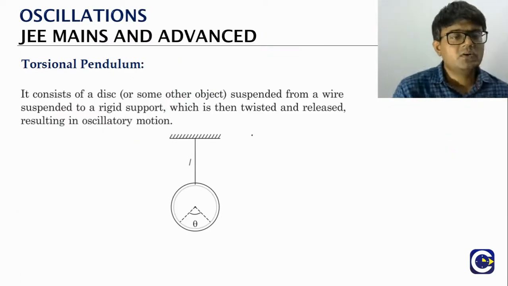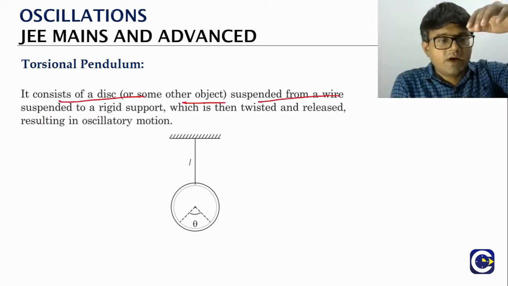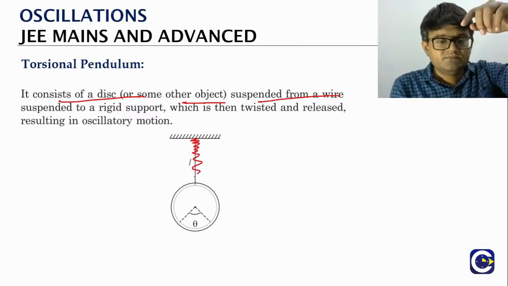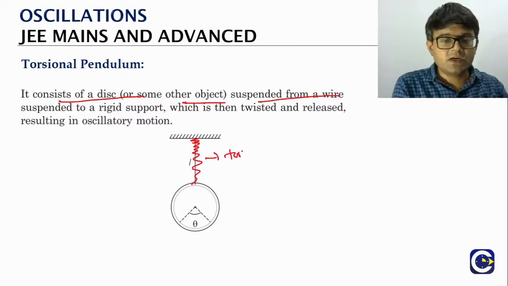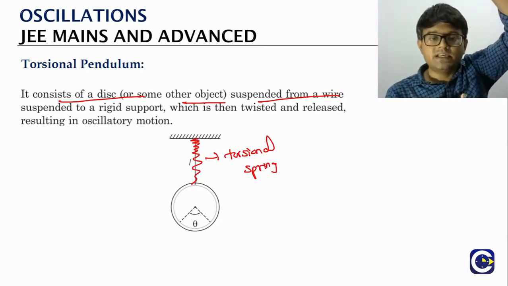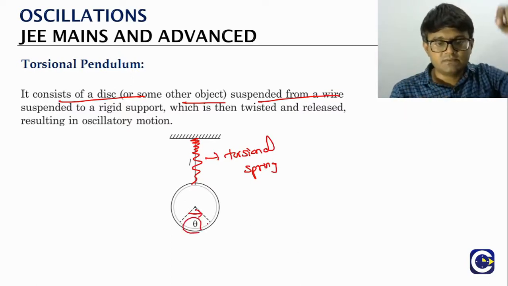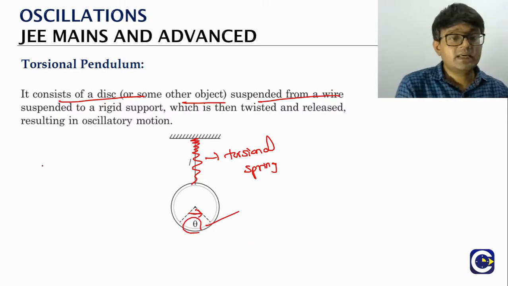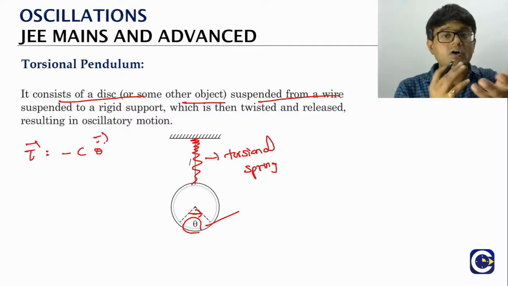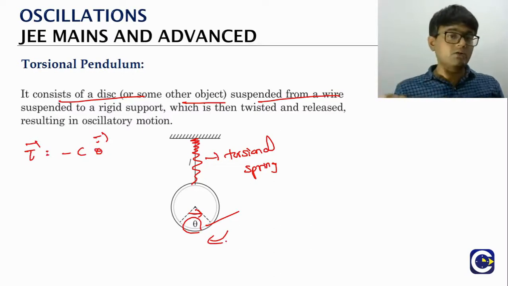Now let's see, if you have a disc or any object which is suspended from a wire, the wire is taken as the torsional spring, the equivalent of the torsional spring, suspended from a rigid support. Now we twist the disc, say in the clockwise sense, by an angular displacement of theta. Then, as we discussed, the restoring torque will be minus c theta, in the opposite sense. If you give an angular displacement clockwise, the restoring torque will be anti-clockwise.